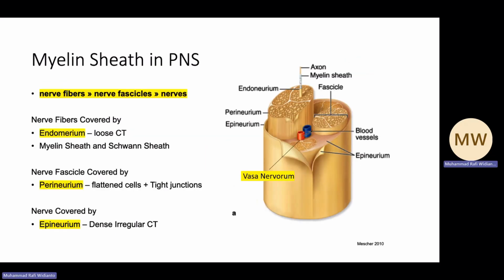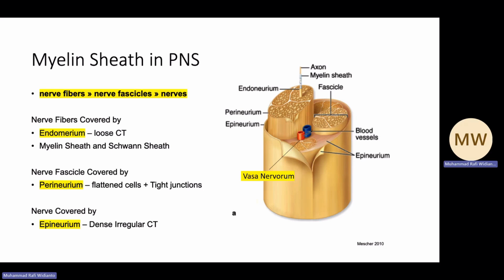So going from inwards toward outwards, we start with the nerve fibers and then nerve fascicles, which are basically just bundles of nerve fibers. And then going more outer, we end up with the nerves. But it's important to know the different layers. So starting from the innermost layer, we have the endoneurium, which is the loose connective tissue. Over here, it's where the axons are covered by the myelin sheath.